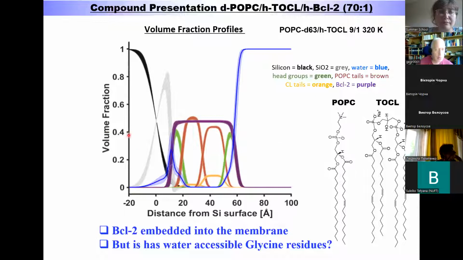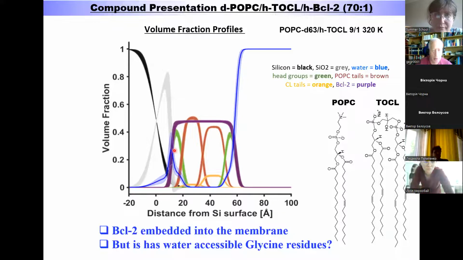What you can do is make a volume fraction SLD plot, where you plot each component separately as you walk through. So you can walk more or less through your bilayer from the silica. With the water, you get a little more water where the head groups are, then no water where the fatty acids are, the brown ones. You get a lot of water as you go out, in the buffer above the bilayer. But importantly, the purple is BCL2.